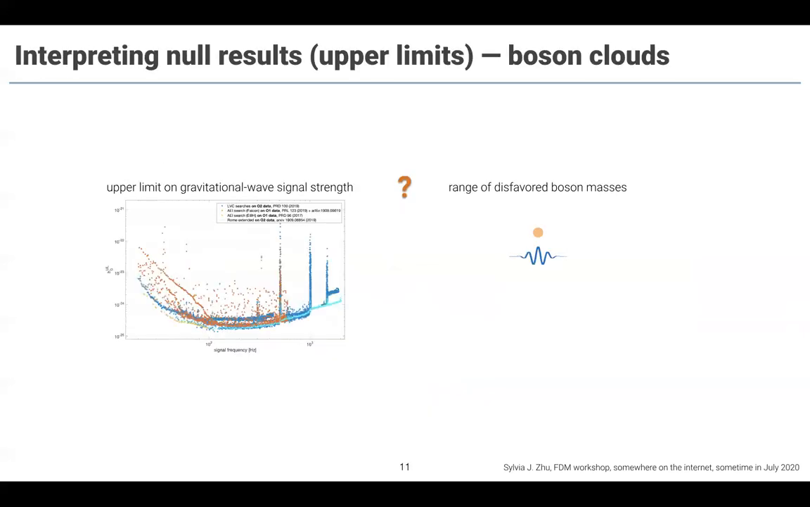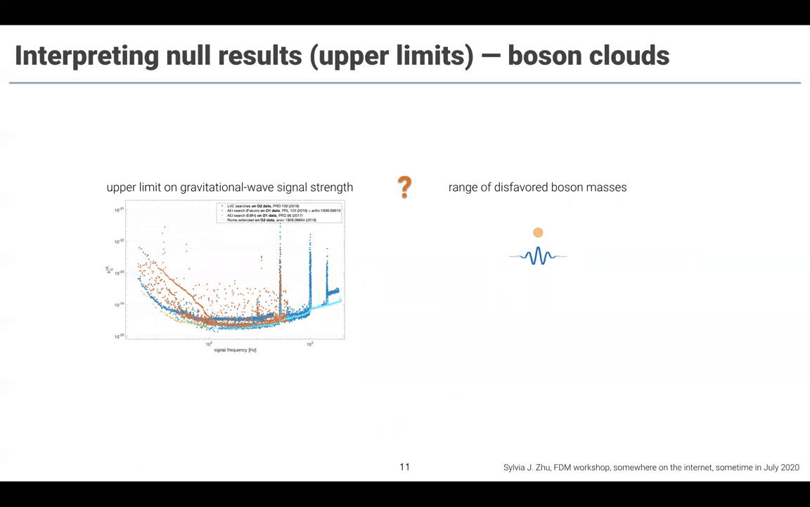So what we want to do then is, theoretically, best case scenario, we'd want to detect the particle. But if we don't detect the particle, we would want to take some upper limits on the gravitational wave signal strength, for instance. How can we translate that into a range of disfavored boson masses?